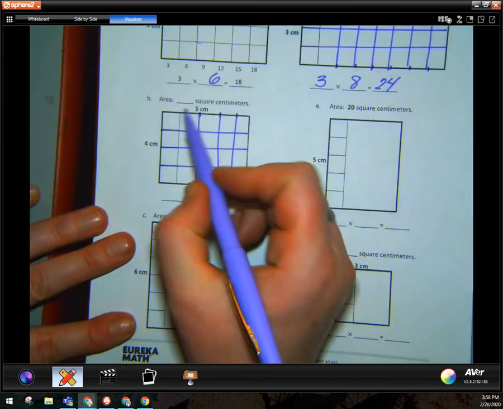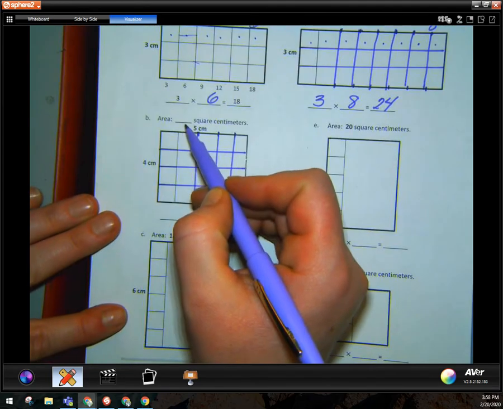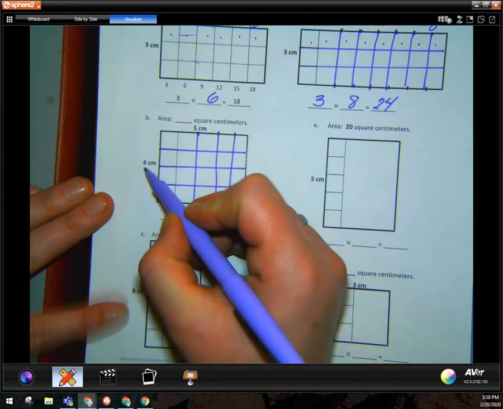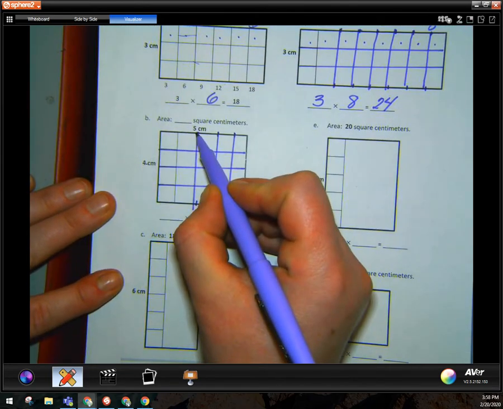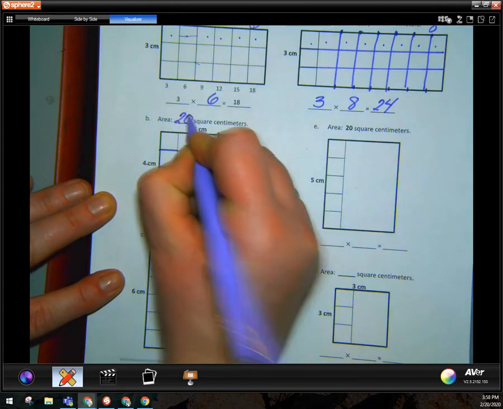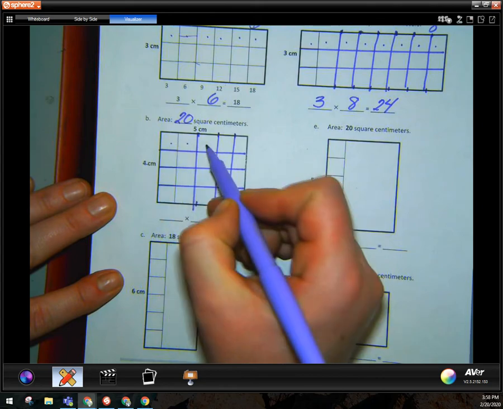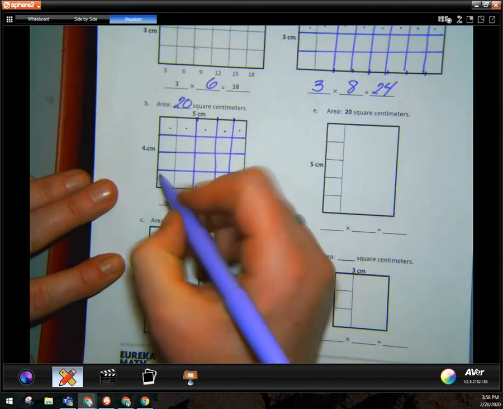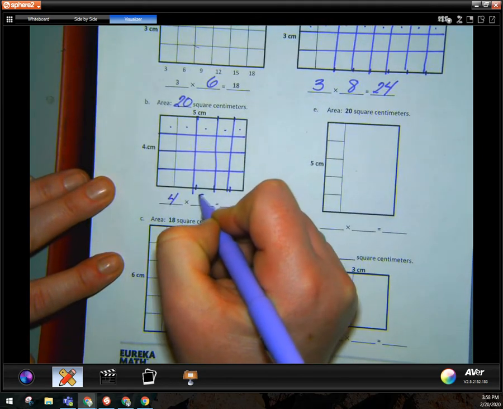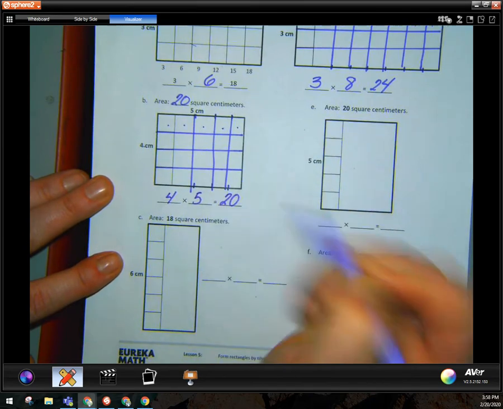Okay, so they're asking me to figure out what the area is here. Well, 4 times 5 is 20. And I'm going to double check that I have 5 over here. 1, 2, 3, 4, 5. 4 rows of 5 equals 20.